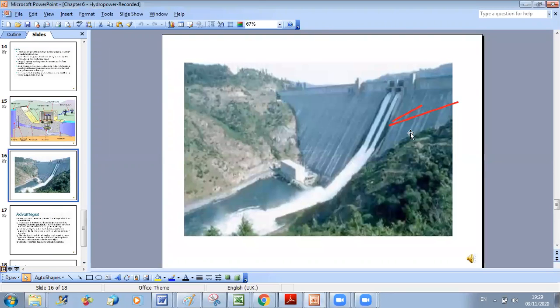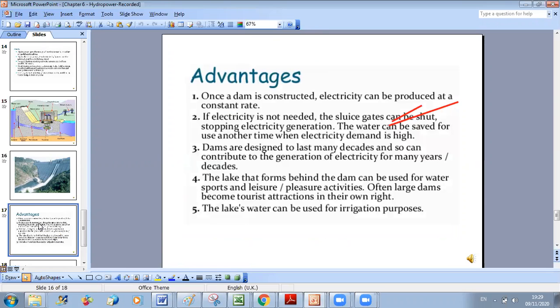And this is a figure of a real dam. So as you can see here, you have the flow of your water from a very high level that will lead to a very high kinetic energy. Now, the advantage of dams.